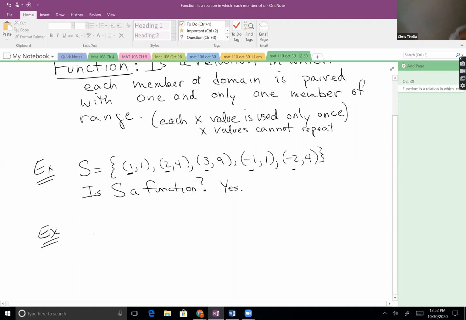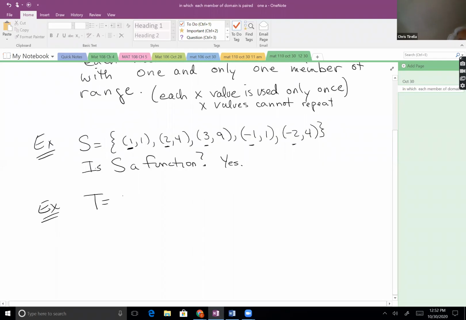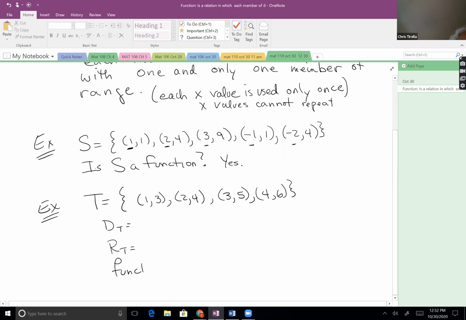If I look at another example, let's look at a set T. And inside T, let me put the ordered pairs 1, 3, 2, 4, 3, 5, and 4, 6. And I want to know what's the domain of T, what's the range of T, and is T a function? To find the domain of T, I want a list of all of the first members, like all of the x values, which would be, anybody? 1, 2, 3, and 4.